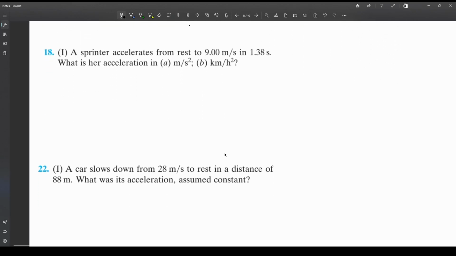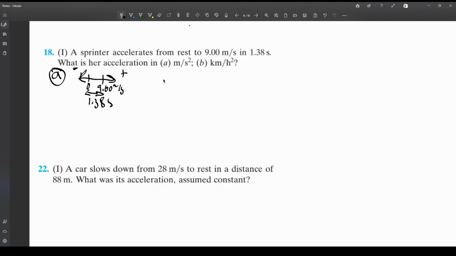For the next problem, and this is question 18 out of the textbook, if you are following along with the textbook, take a minute to read it again and I'll solve it. So we know that it takes 1.38 seconds to get from rest to 9 meters per second. So let's just say that rest is 0 and this is 9.00 meters per second, and let's just make this positive and negative. And then this distance is 1.38 seconds.